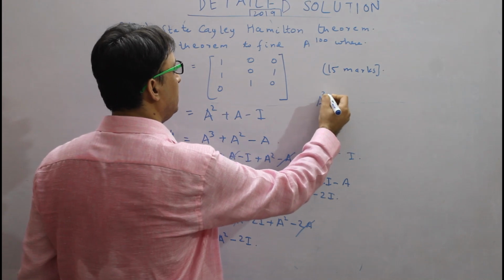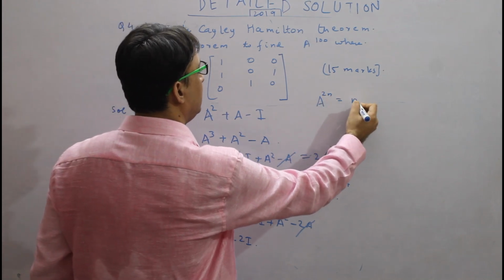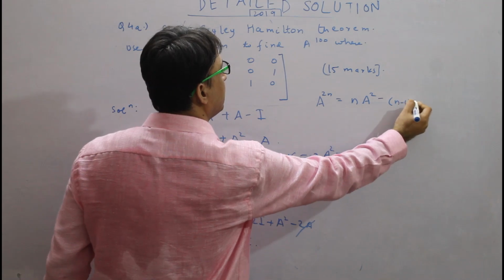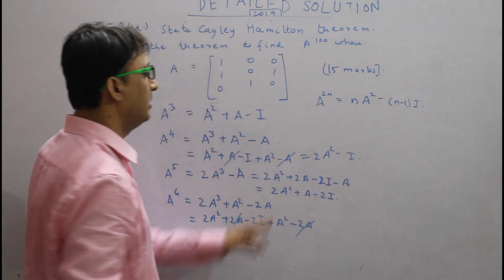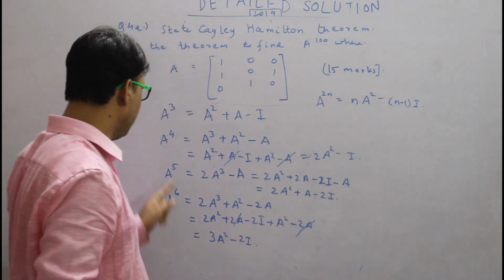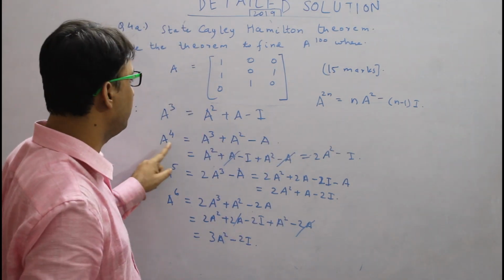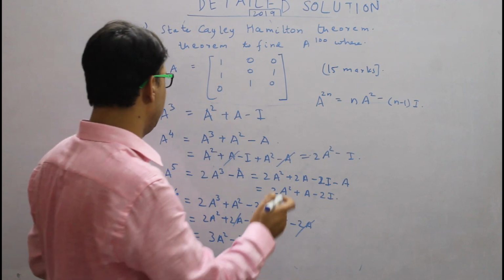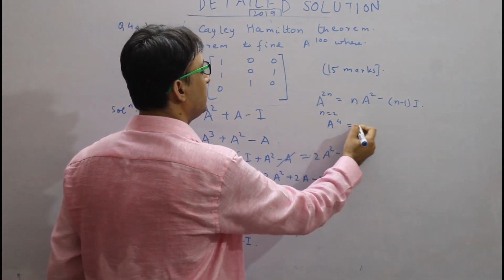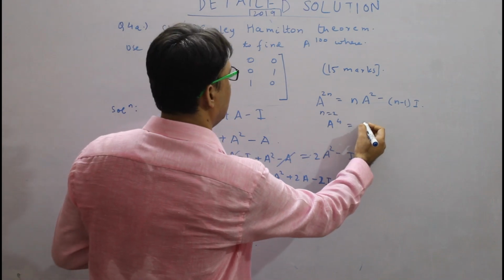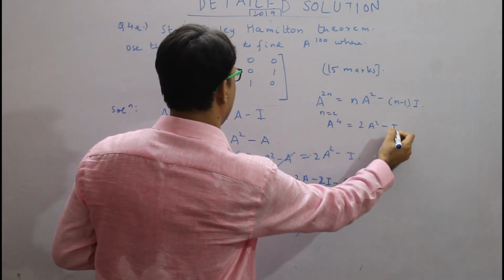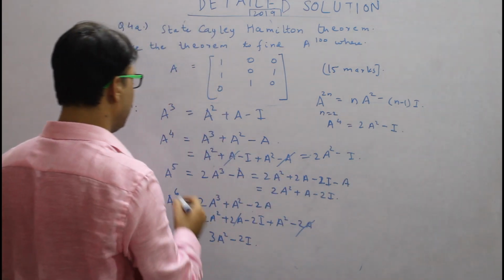If I write A to the power 2n is equal to n A squared minus (n minus 1) I. Here we have to be concerned about n. I am just trying to look for the pattern. So if I put n is equal to 2, that means A to the power 4 is equal to 2A squared minus I. Is that the case?